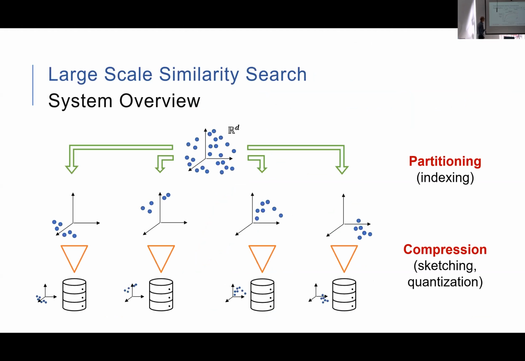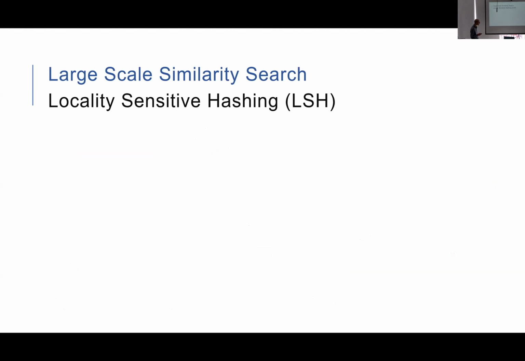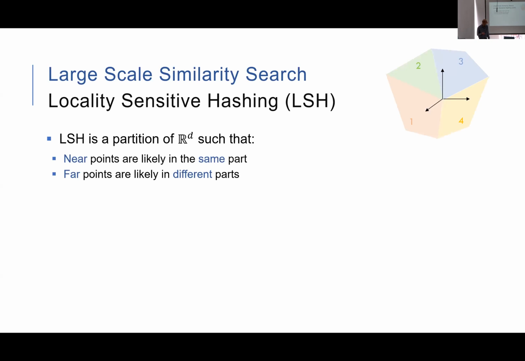Okay, so let me move on to the partitioning part. As a reminder, the goal here is to quickly identify the most promising pieces of the data sets that we want to search for similar points. And this is usually done by locality-sensitive hashing. LSH is a very simple notion. All it is is a partitioning of the space R^d, such that near points are likely to be in the same part, and far points are likely to be in different parts. This is why it's called locality-sensitive.